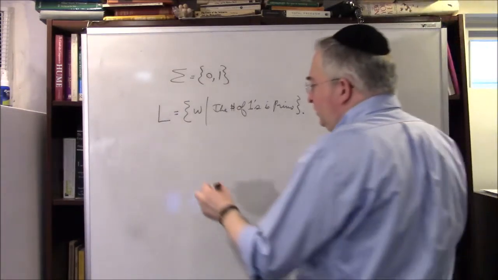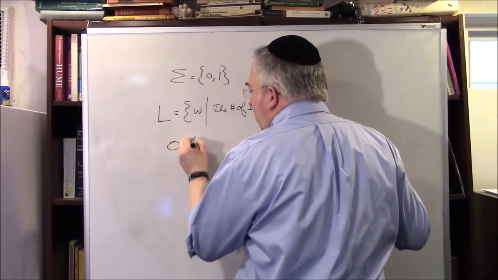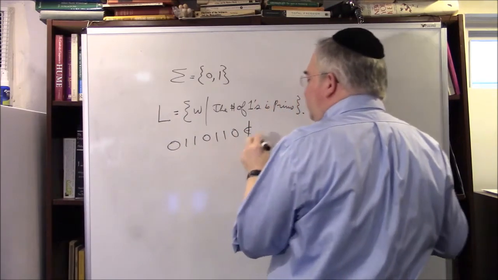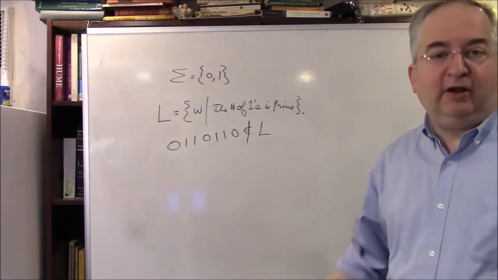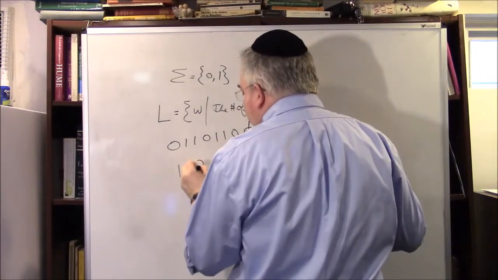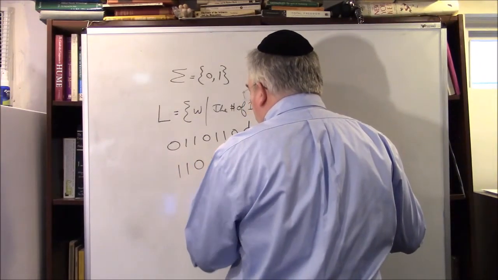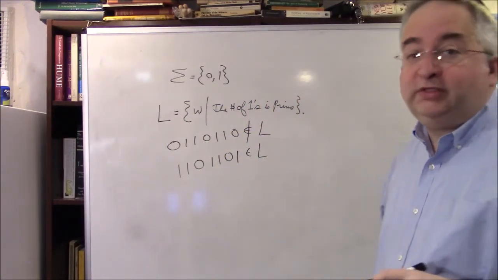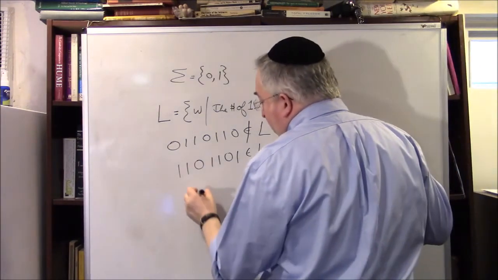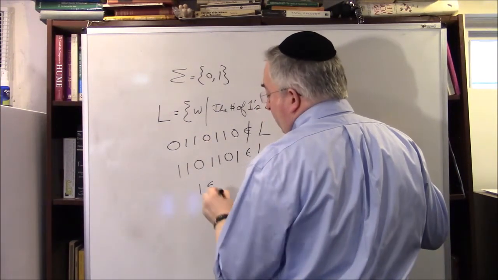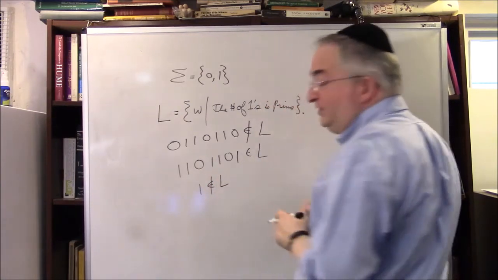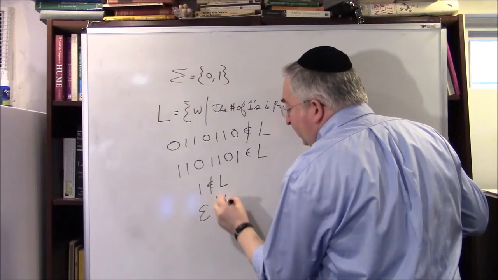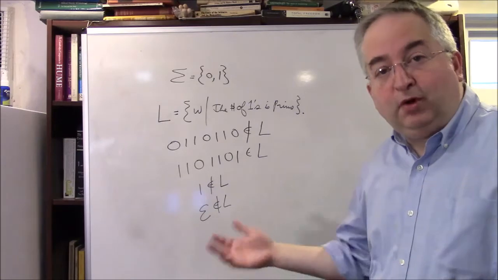Okay, so let's just look at some words. 0110110 has 4 ones, so it is not a member of the language. As opposed to that, 1101101 is a member of the language, because that has 5 ones, and 5 is a prime. 1 is not a prime number, so that's not in the language. And the empty word is not in the language because it has to have a prime number of ones.